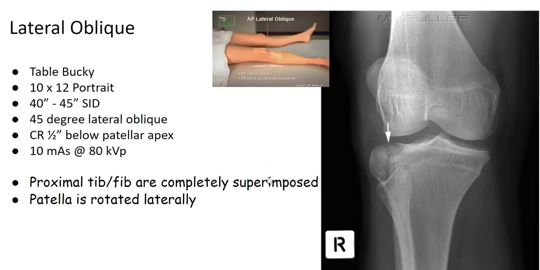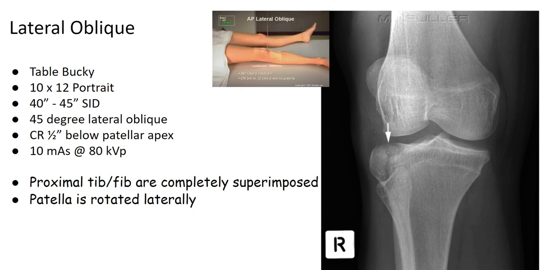Let's look at our lateral oblique. This is a 45-degree external or lateral oblique. All the same technical factors still apply. This time, how do we know we're correctly positioned? Look at my tib-fib. When I roll my foot 45 degrees externally, my tib-fib are completely superimposed. Also, look at the position of my patella. Now my patella is pointing laterally, or away from the body. So again, you can tell that the foot is rotated laterally.